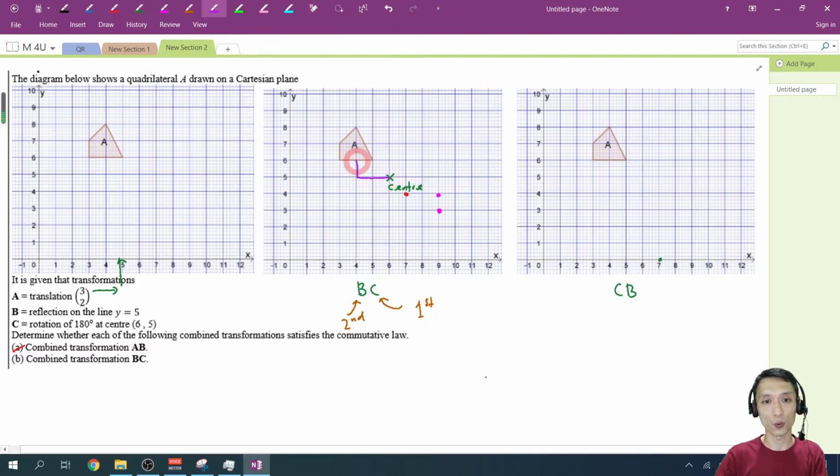Sorry, it should be 3. 1, 2, 3. So do 3. Do the same thing here. Okay, so this point is the image for this vertex. Next thing, we just connect all these points together.